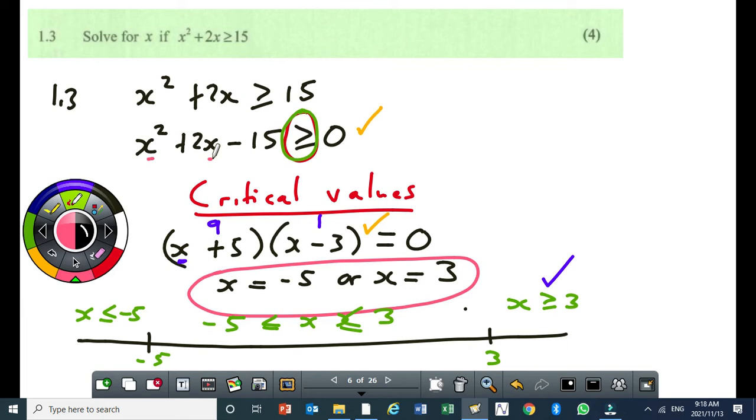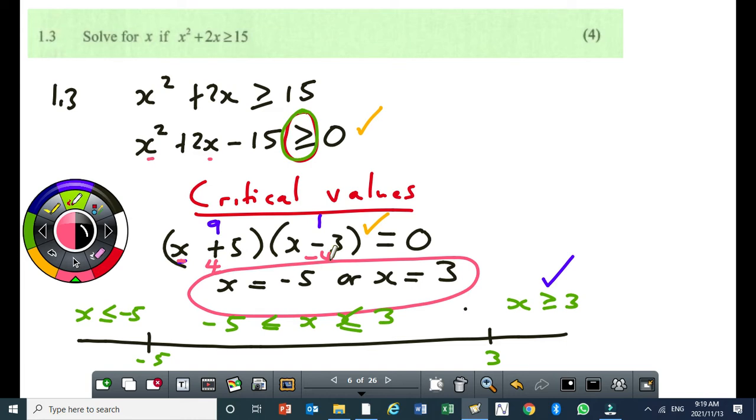So, minus 1. If you put minus 1 here, minus 1 plus 5 gives you what? What is minus 1 plus 5? You get a positive 4. What is minus 1 minus 3? Minus 4. 4 times minus 4 gives you what?